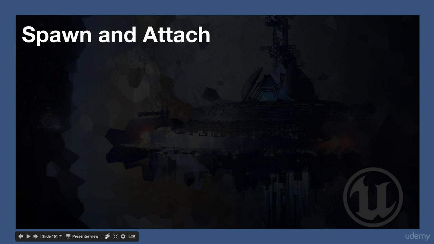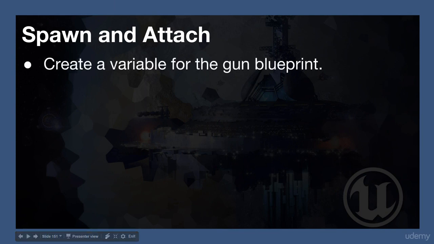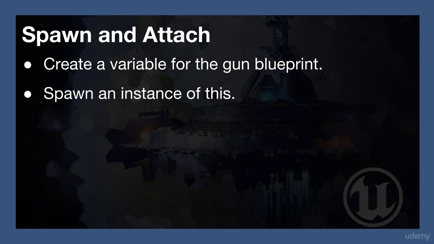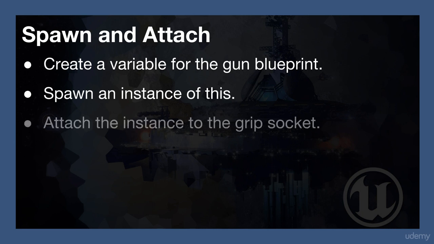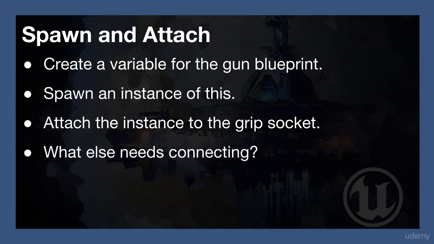So challenge time. I'd like you to spawn and attach. Create a variable for the gun blueprint for us to be able to set that in the first person blueprint. Then spawn an instance of it using that knowledge you have from Battle Tank. Attach the instance to the grip socket using that method that's basically already there. And what else needs connecting? I'm going to leave that up to you, but I'd like you to see what else you're going to connect. So pause the video and have a go at this refactor challenge.